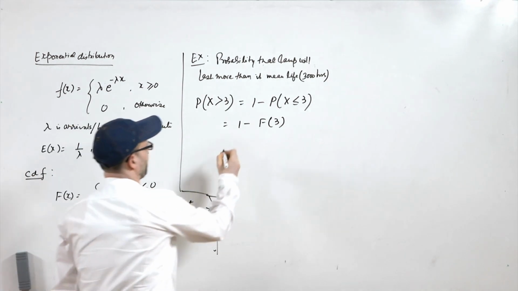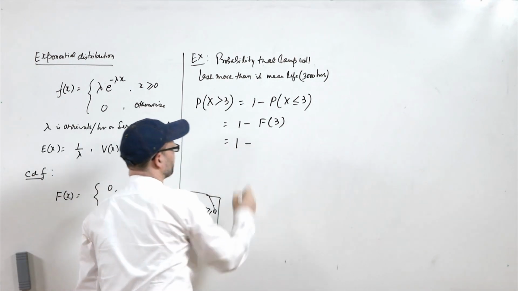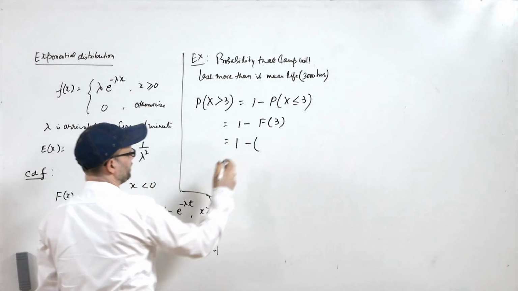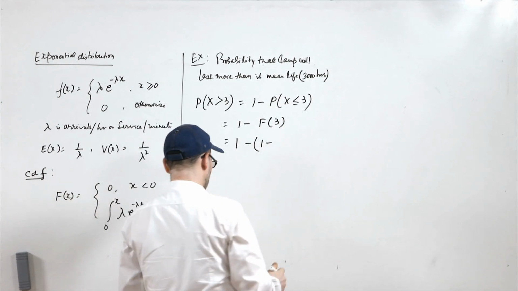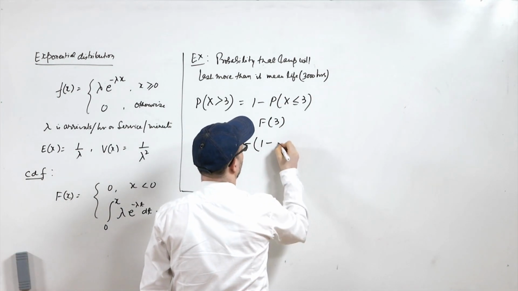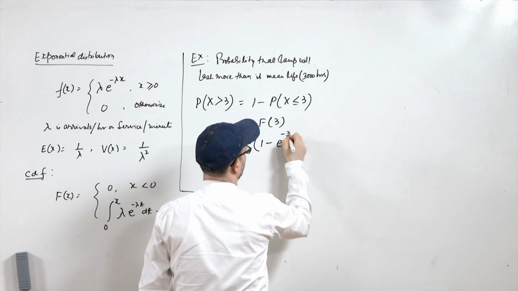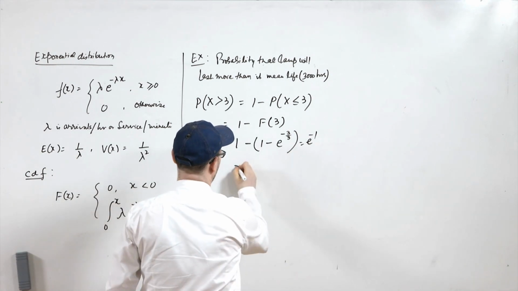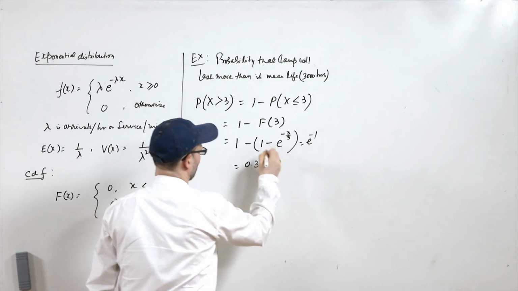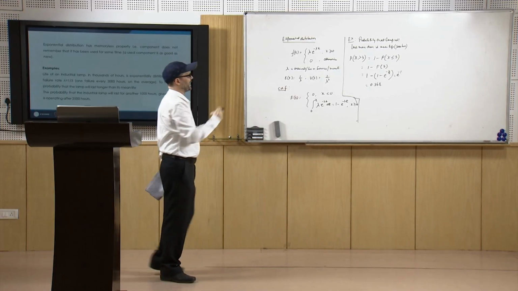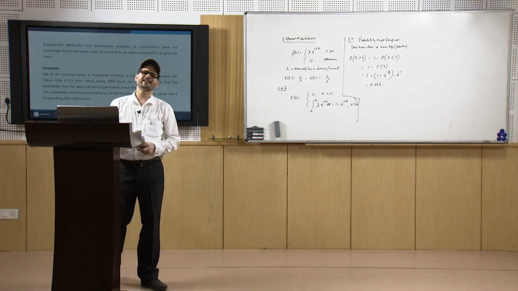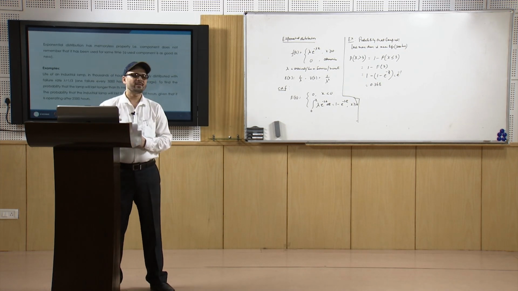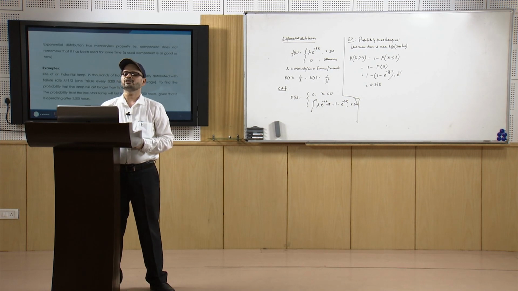The cumulative function is 1 minus e to the power minus lambda t. So, with lambda equal to 1 by 3, it is e raised to the power minus 3 upon 3. So, it will ultimately come as e raised to the power minus 1, and it will be 0.368. This way the probability that the lamp will last more than its mean life of 3000 hours you can compute by using this exponential distribution function.